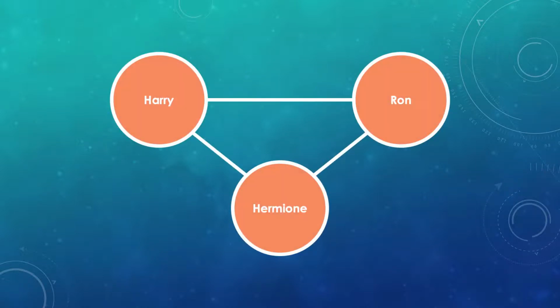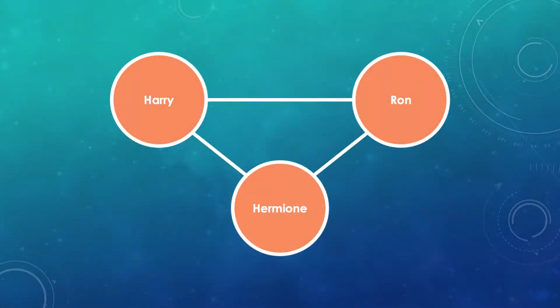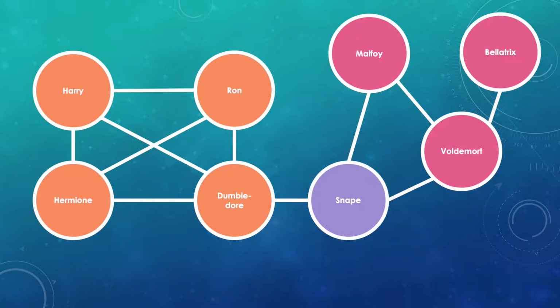Take this social network graph, for example. We have Harry Potter, Ron Weasley, and Hermione Granger. So we have these three people, they're good friends, and that's why we have three edges connecting all three of them together. Now here's a slightly bigger social network.